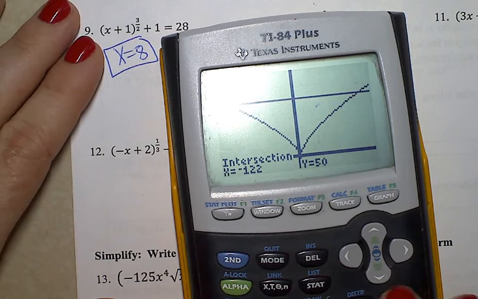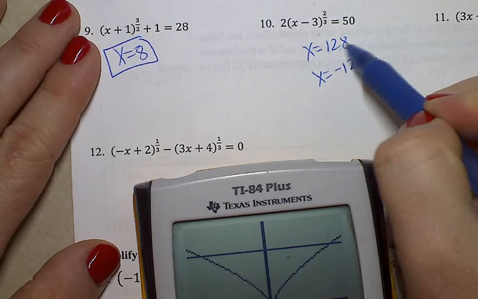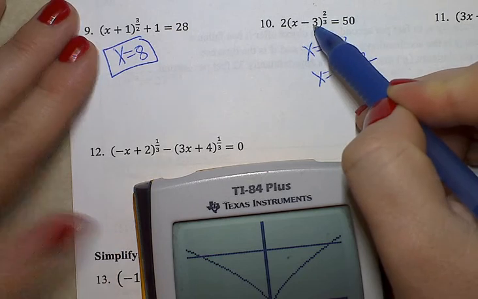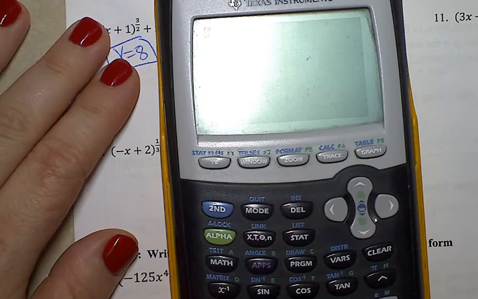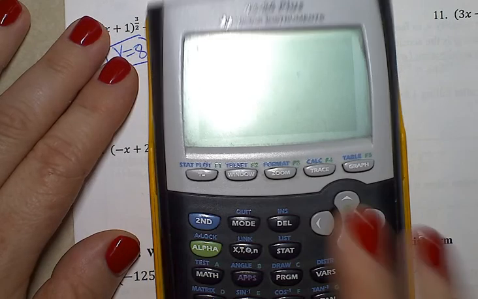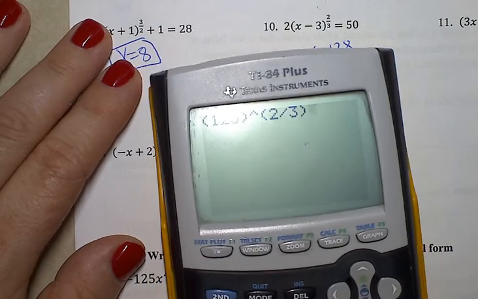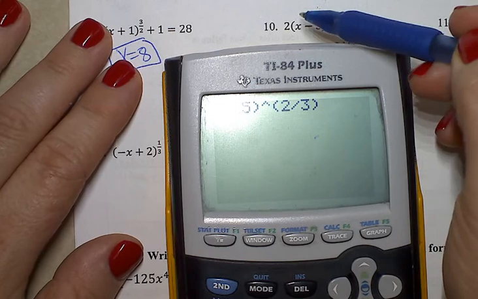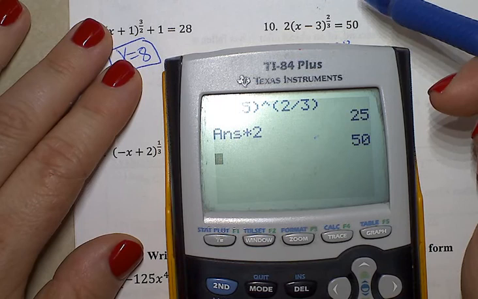So press clear please. If you take 128 and subtract 3, what do you end up with? 125. Put 125 in parentheses, raise it to the 2/3 power, in parentheses. Press enter, and take it times the constant of 2 out front. Do you end up with an answer of 50? Okay, that means that this works.